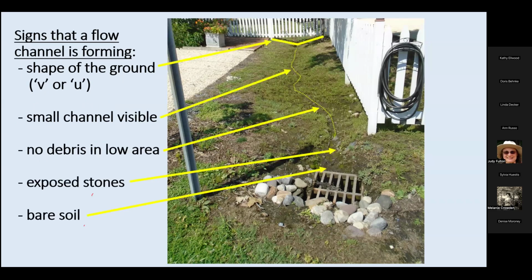But again, I'm not talking about the stones being exposed down there by the metal grate on the storm drain system, those large river jack stones. I'm talking about smaller ones just upstream a little bit that have been pressed into the soil over the years that are now being exposed and are visible.